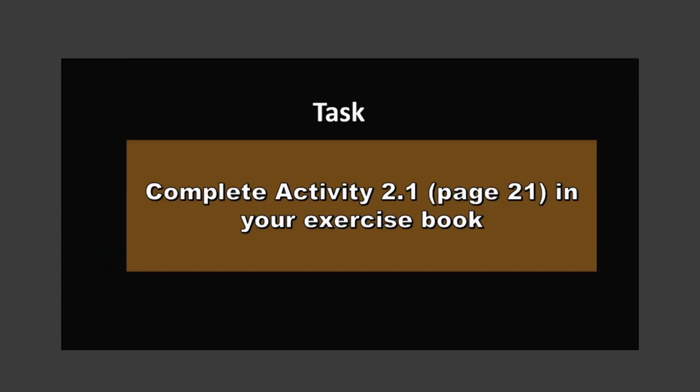Your task after you watch the presentation is to complete activity 2.1, page 21, which is in your business studies textbook. You're supposed to answer the questions given there in your exercise book.